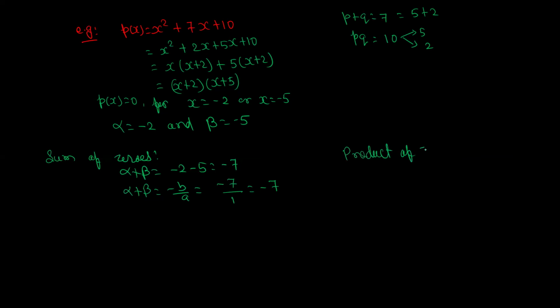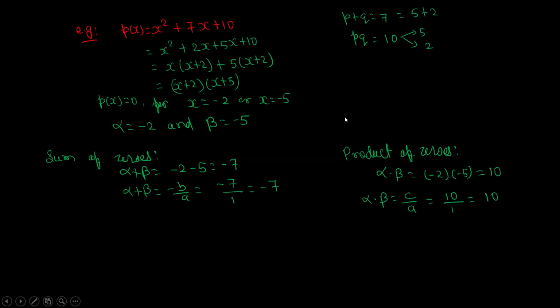Similarly, we have product. So product of zeros, that is alpha into beta. What did we take for alpha? minus 2. Beta, what do we have? minus 5. So this is equal to 10. So now similarly here, by using the formula, alpha into beta, what is the expression? C upon A. C is the constant, what is the value? 10. A is the coefficient of x square, that is 1. So finally it is 10. Like this, questions will come, we have to verify also.